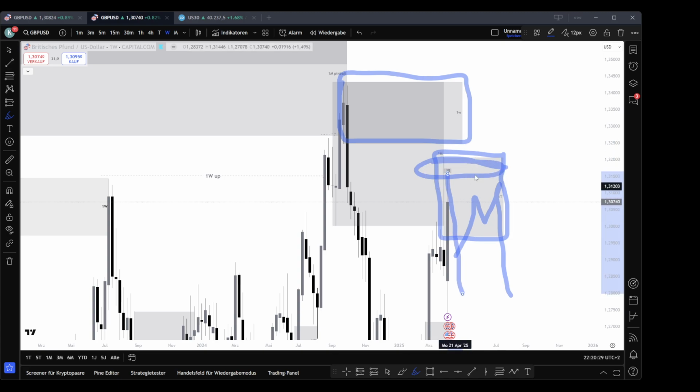If this area does fail and price continues to move forward, I will look for our next selling opportunity within this 1 week supply zone. So that's all for now guys. This was my focus on GBPUSD.